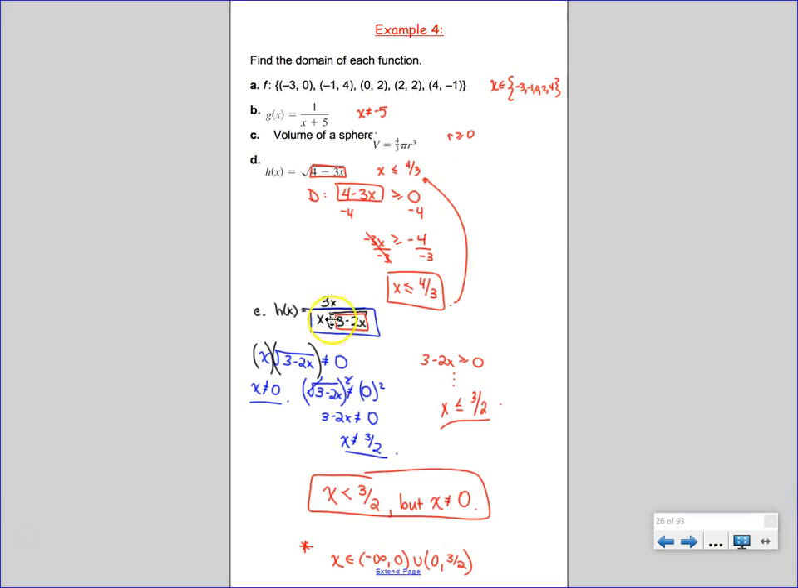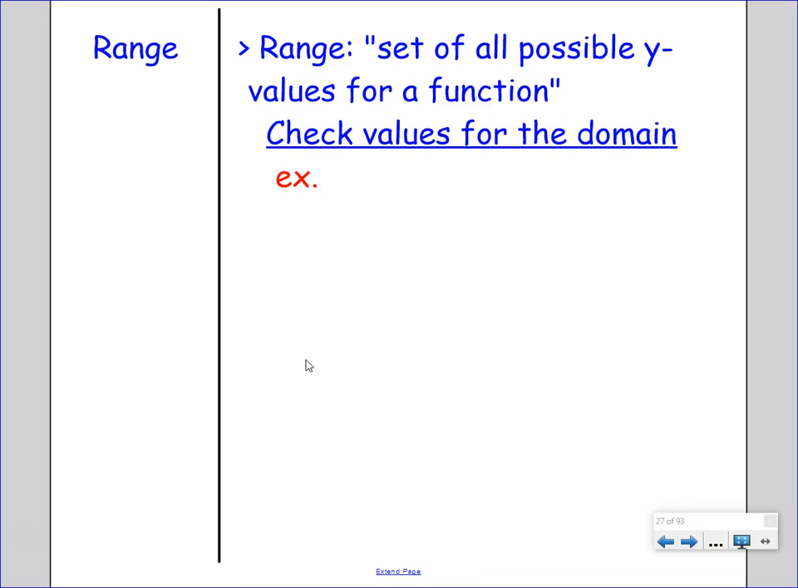Do you guys see how this is like a big mama-bahama problem that puts all kinds of stuff together? Okay, let's keep going. Range.